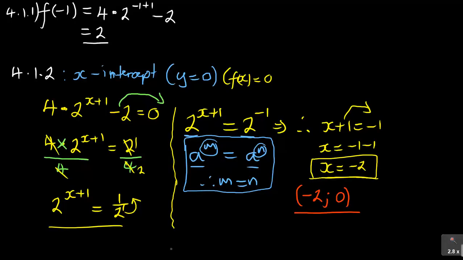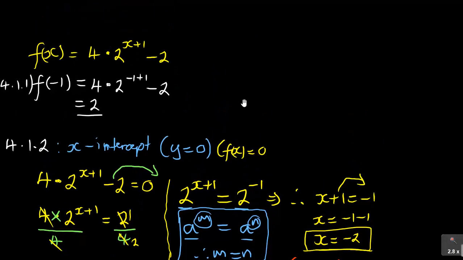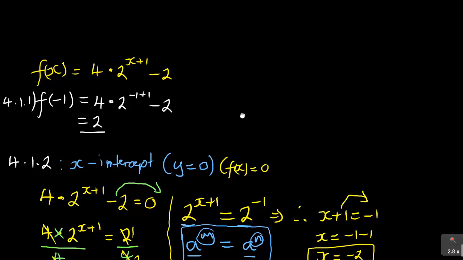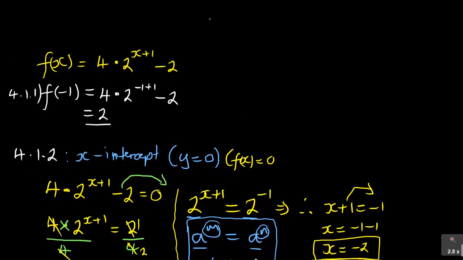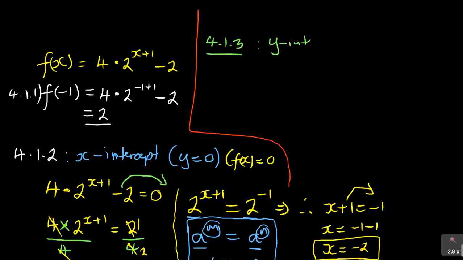Now to find the y-intercept, I'm just going to try to do it from this point like that. So here I'm going to find 4.1.3, the y-intercept. Now if you say y-intercept, you must know what it means. The moment you say y-intercept, you must know that x is equal to 0. That's what the y-intercept means. Y-intercept means x is equal to 0.